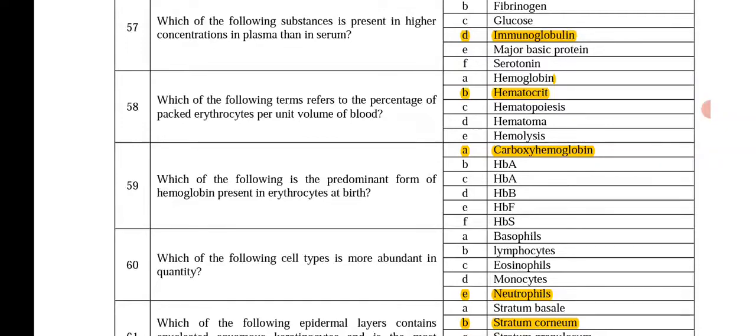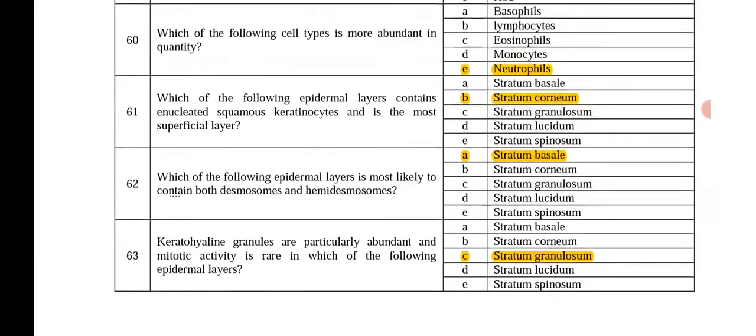Hematocrit. Which of the following is the predominant form of hemoglobin present in erythrocytes at birth? Carboxyhemoglobin. Which of the following cell types is more abundant in quantity? Neutrophils. Which of the following epidermal layers contain enucleated squamous keratinocytes and is the most superficial layer? Stratum corneum. Which of the following epithelial layer is most likely to contain both desmosomes and hemidesmosomes?